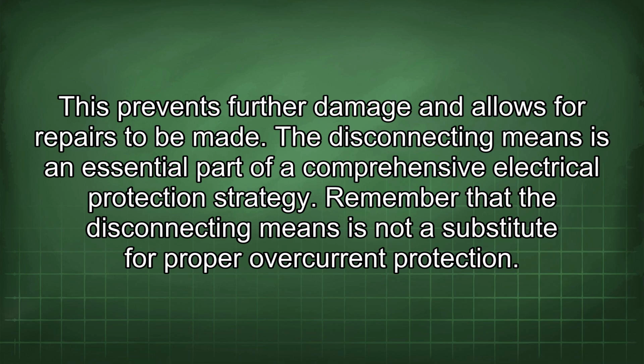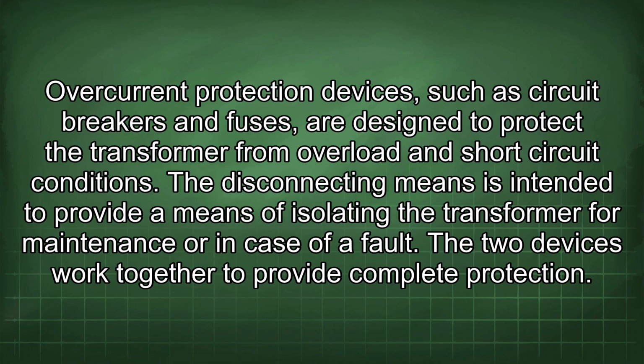Remember that the disconnecting means is not a substitute for proper overcurrent protection. Overcurrent protection devices such as circuit breakers and fuses are designed to protect the transformer from overload and short-circuit conditions. The disconnecting means is intended to provide a means of isolating the transformer for maintenance or in case of a fault. The two devices work together to provide complete protection.